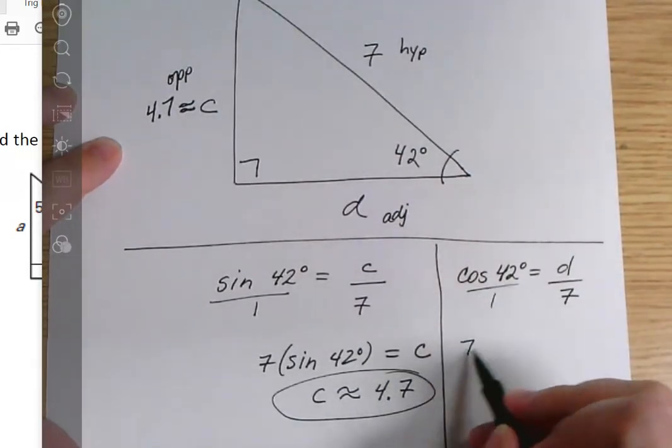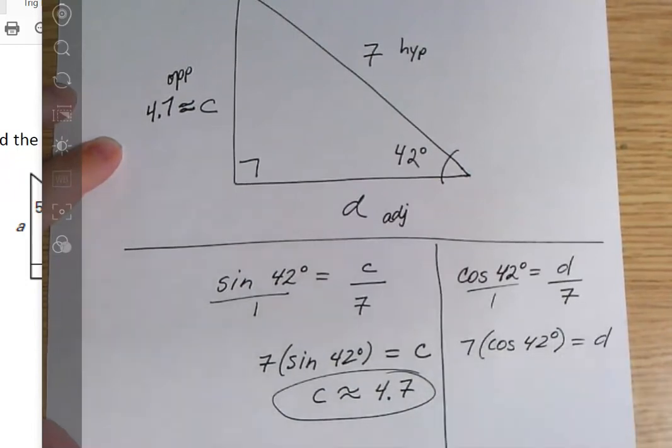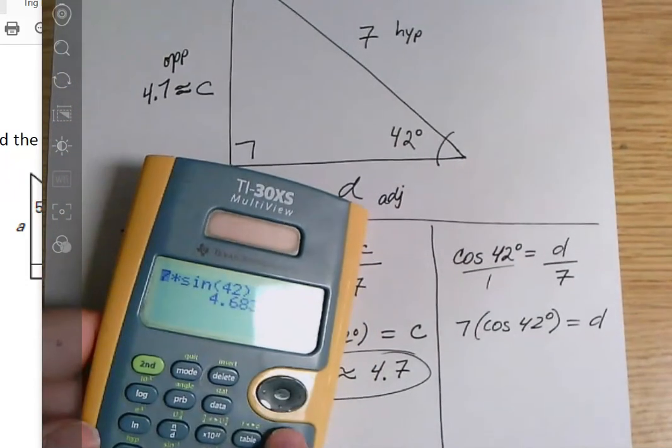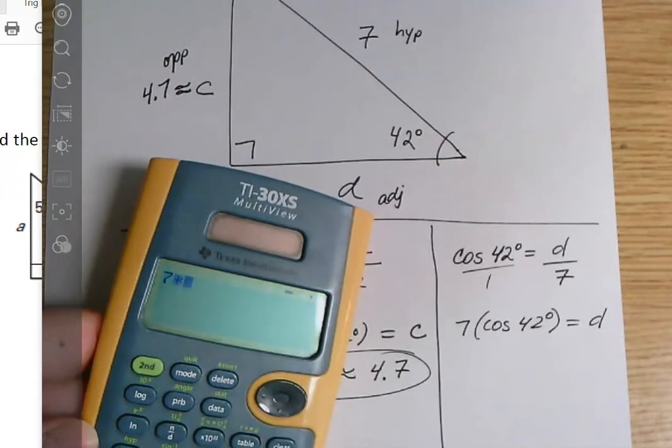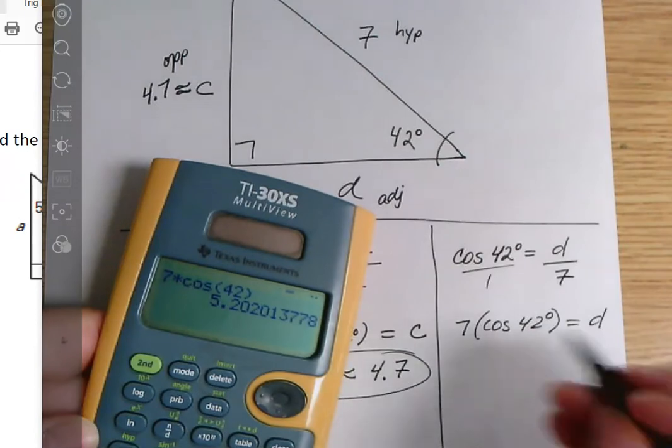So now I cross multiply. 7 times cosine 42 equals d. D is alone, so it's time to put it in the calculator. And I get about 5.2 for d.